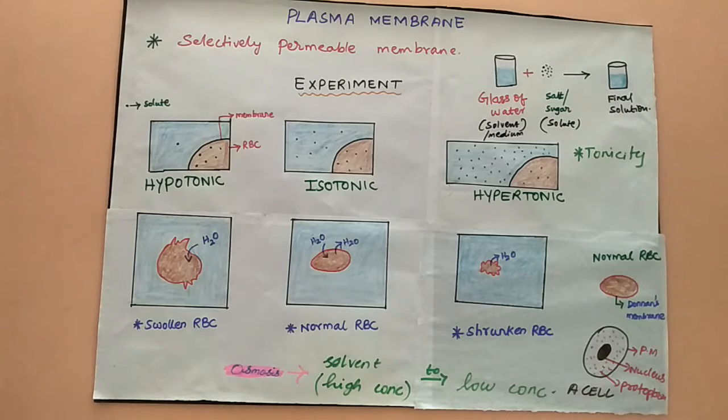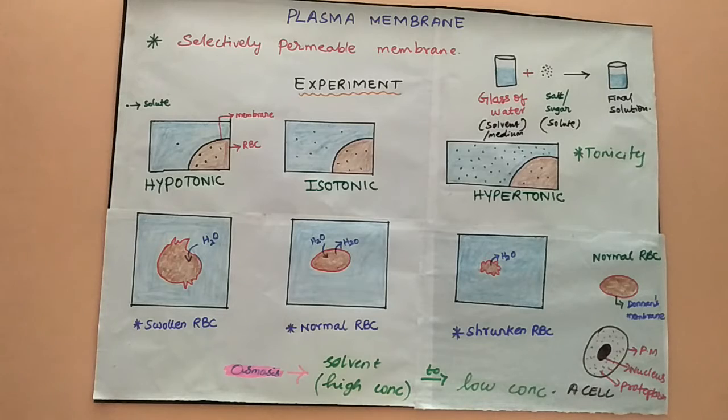So here in this video we are going to talk about the plasma membrane as a selectively permeable membrane. When we are talking about a cell, the three basic components you can see in any type of cell are the plasma membrane, nucleus and protoplasm. So what is the purpose of the plasma membrane? You have to understand: the plasma membrane is a cell membrane that covers the cell and it prevents the entry or exit of any components into the cell as well as outside.